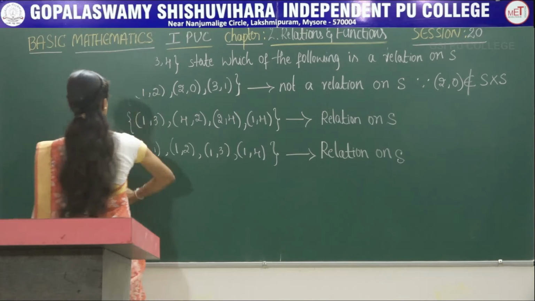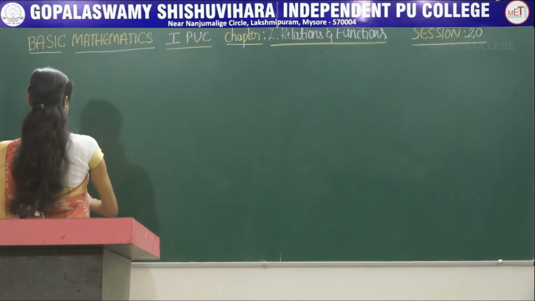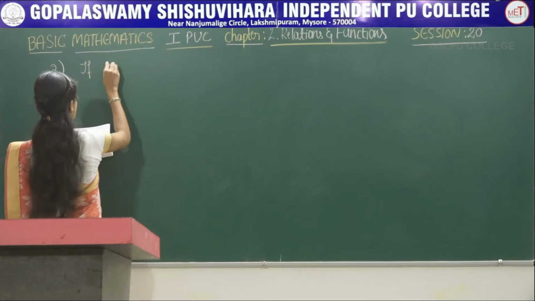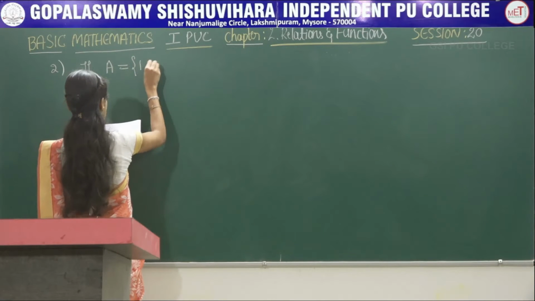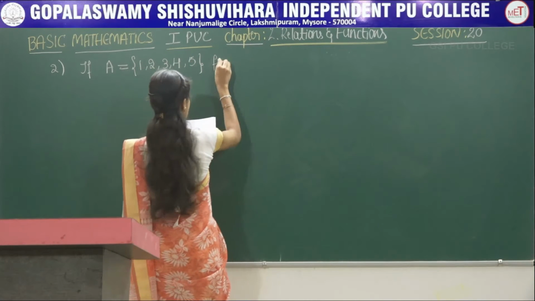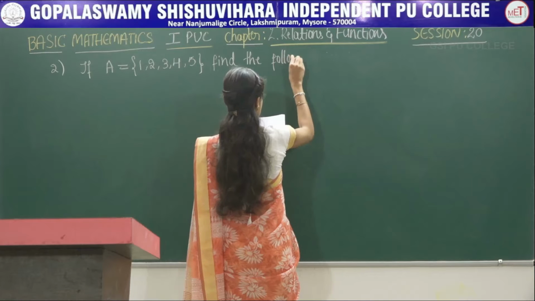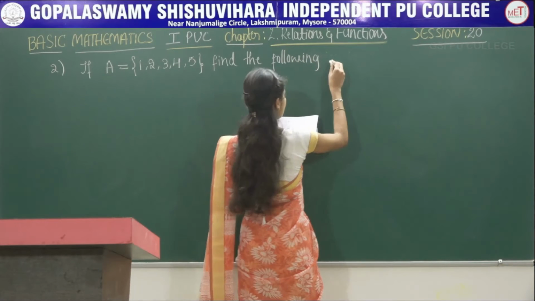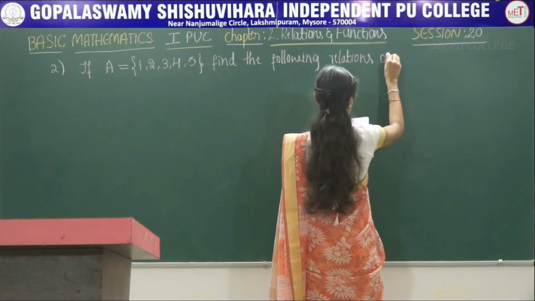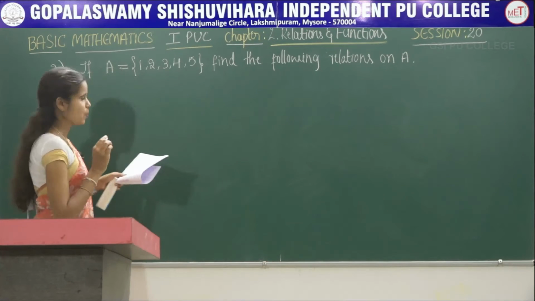Second question. If A is equal to the set of all elements 1, 2, 3, 4, 5, find the following relations on A. On A means relations defined from A to A.